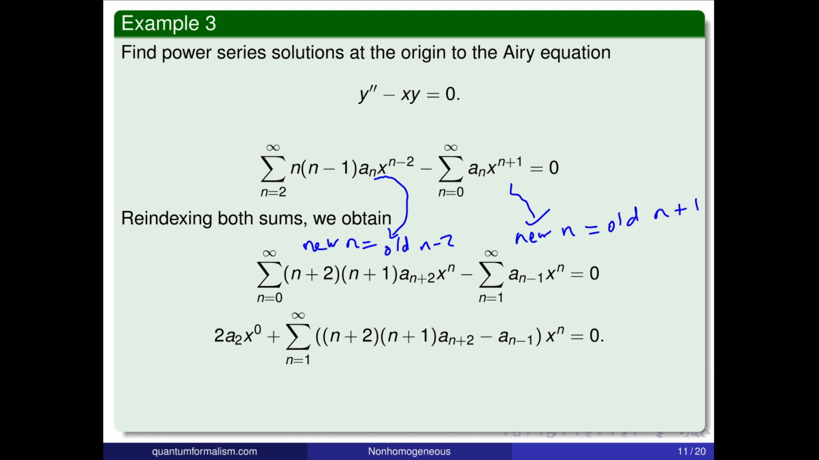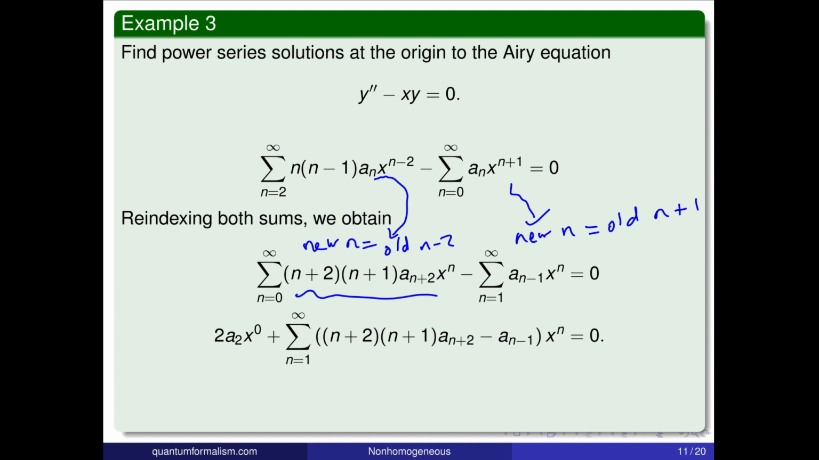All right, so this is exactly the same reindexing that we had in the previous example. So the old n becomes a new n plus 2. So we'll have an n plus 2 times n plus 1 times a sub n plus 2 x to the n. And before we were starting at n equals 2, which was the constant term. So now we're starting at n equals 0, which is the constant term.